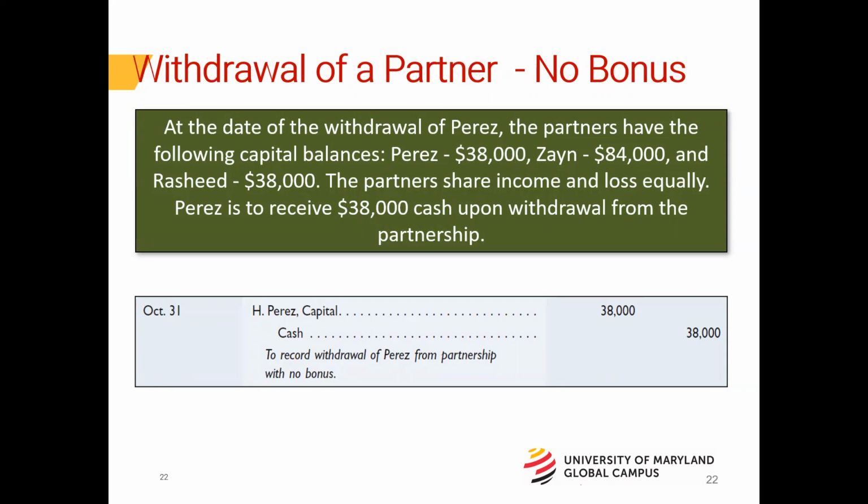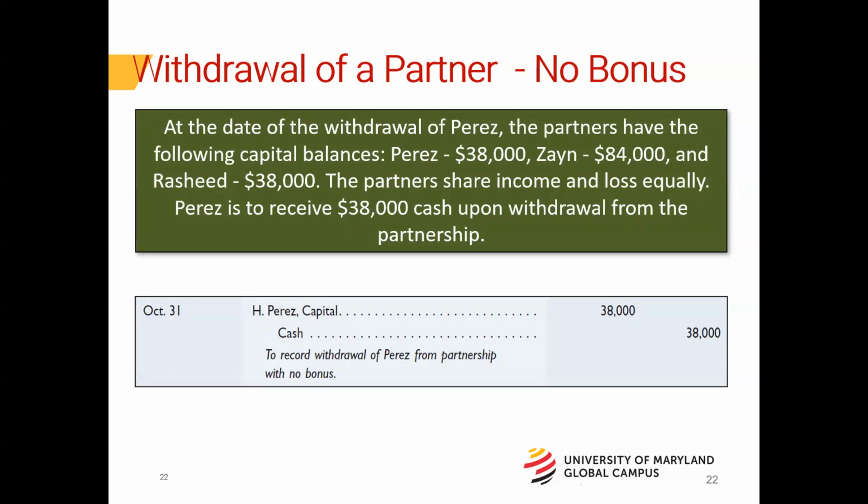Perez looks like he's taking 38,000 for whatever reason out of the business. So of course, what does that do? It reduces Perez's ownership by 38,000. And why is this happening? Well, it looks like Perez is leaving the business entirely.